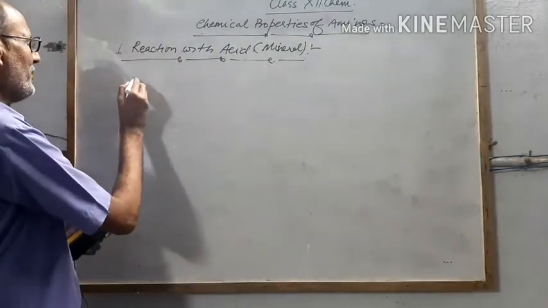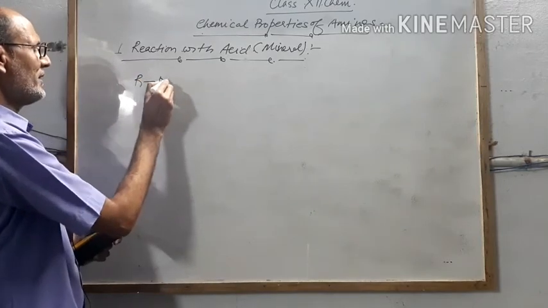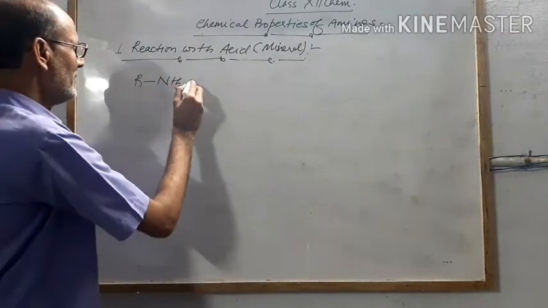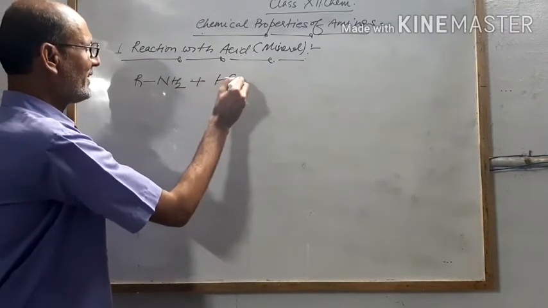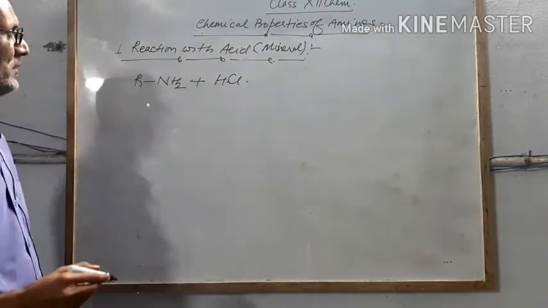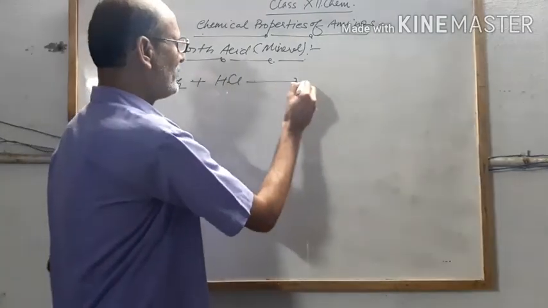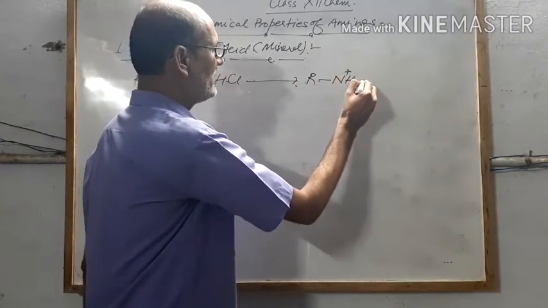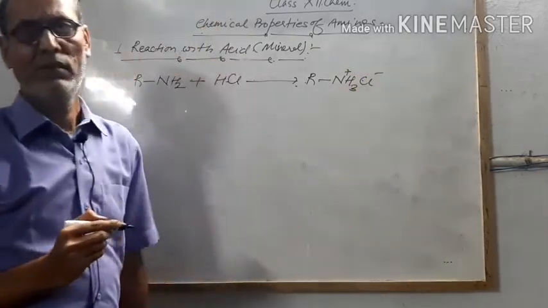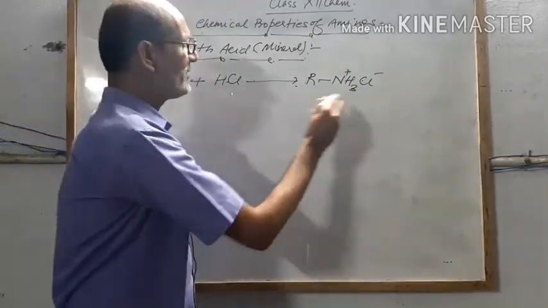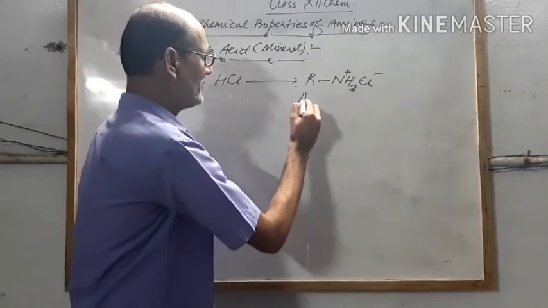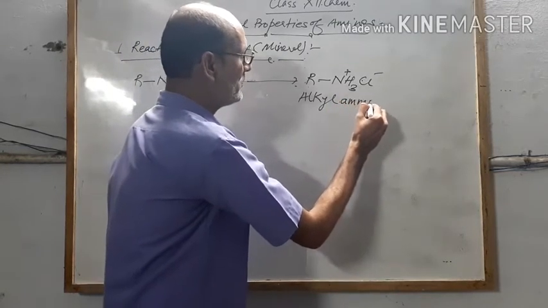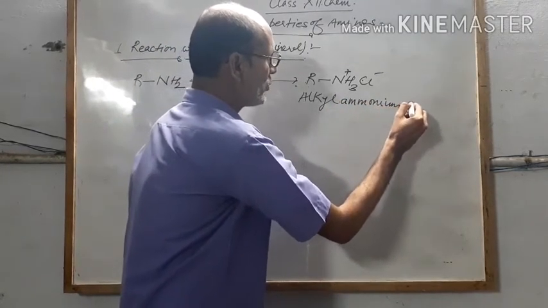Suppose we are taking a primary amine, that is R single bond NH2. When it reacts with any mineral acid like HCl, H2SO4, HNO3, it forms R single bond NH3 positive, Cl negative. What is the name of this? This is alkyl ammonium chloride.